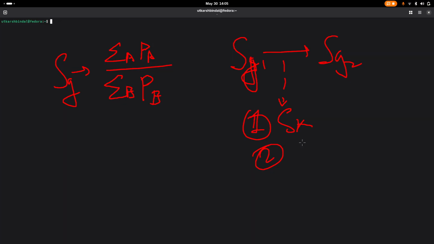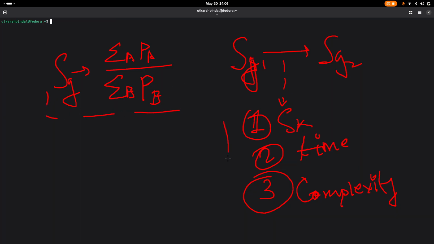Two, it would depend on the time. If Magnus Carlsen had half a second to judge a position, he probably wouldn't be able to judge it as well as if he had, say, 5 minutes. And the third one is the complexity. Based on how complex the position actually is, your ability to judge would change. So now, think about this. Now we have this system.